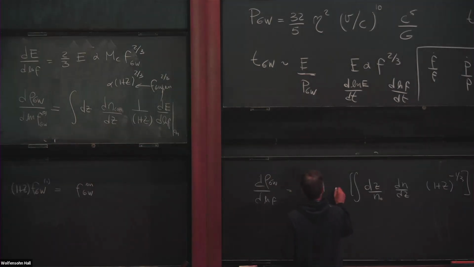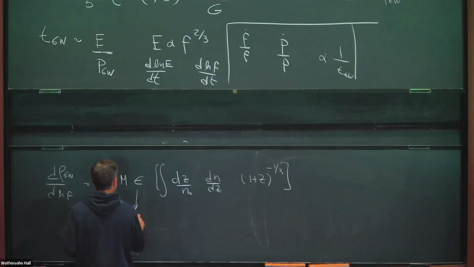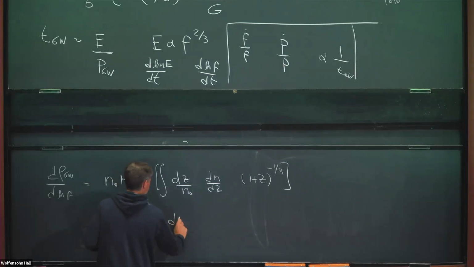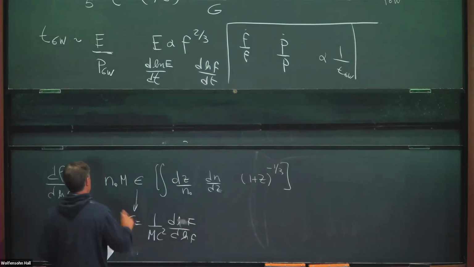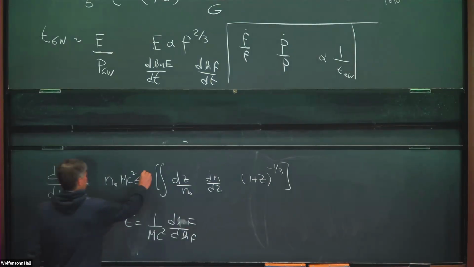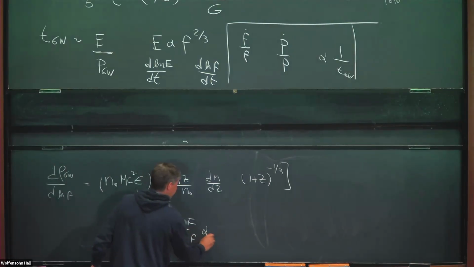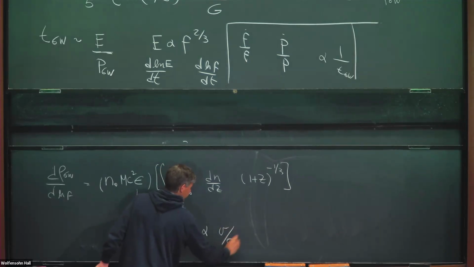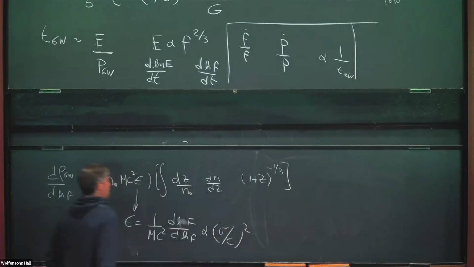is the mass of the black hole times some efficiency factor. I'm just defining this efficiency factor by dE/d log f times 1 over mc squared, okay? Okay, this is just the definition, and this is the thing that is proportional to v over c, this is just v over c squared, okay? Because I've taken out the total mass. There's an eta if you want.